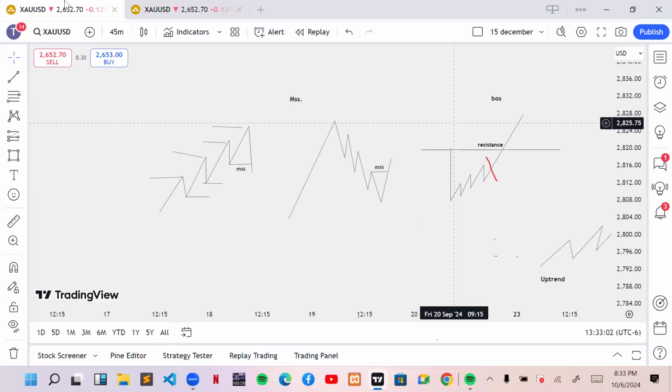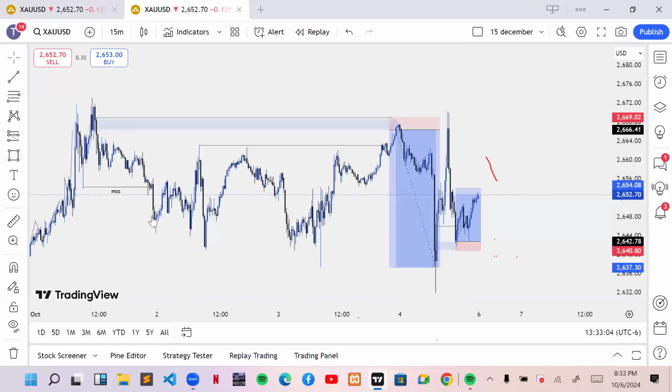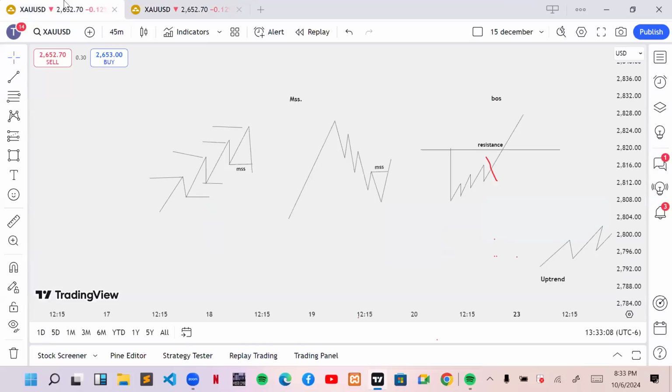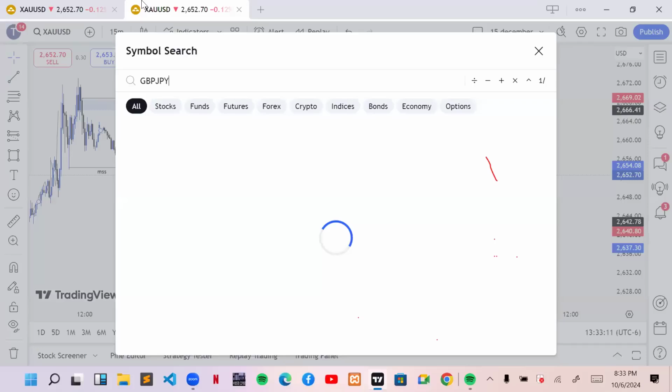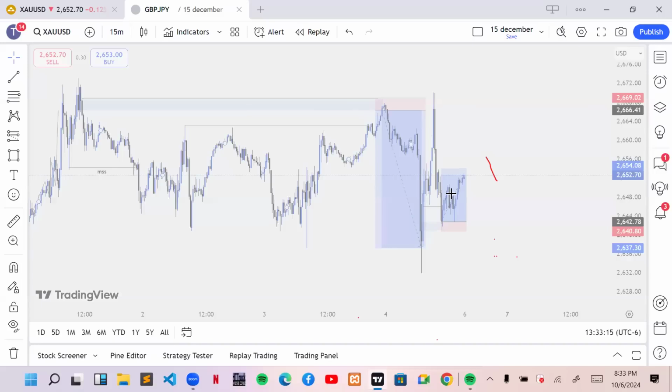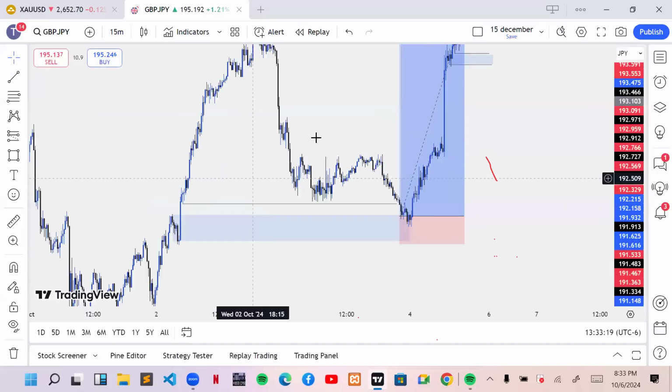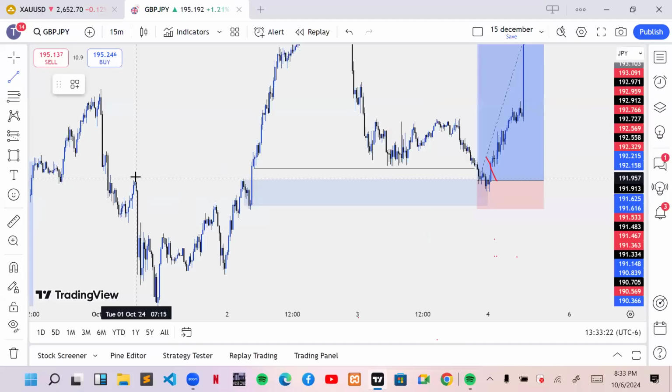So I gave a graphical example of the market structure shift here. Let me also find an example of a break of structure. So in this trade, this is a resistance level in the market. And you can clearly see this was a resistance level in the market, right?